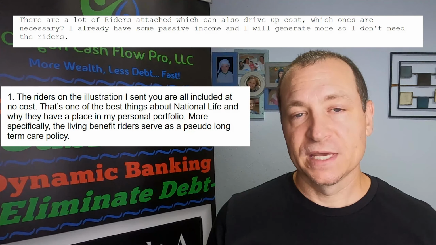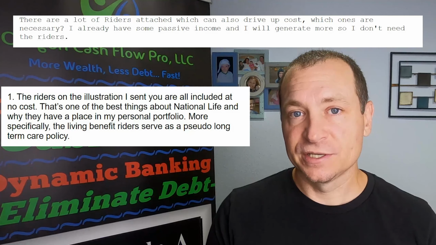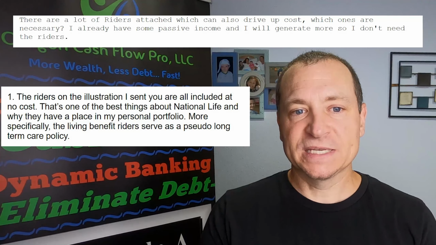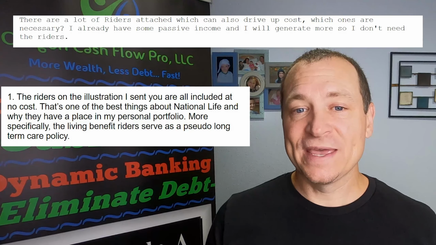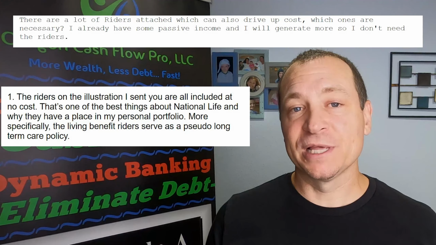So in my initial email back to this person, I like to address each question in order and I like to number them, so it's really easy to know which one is being answered at which time. To his first question, I said, "The riders on the illustration I sent you are all included at no cost." Now this is a National Life illustration that I sent him. I said, "That's one of the best things about National Life and why they have a place in my personal portfolio. More specifically, the living benefit riders serve as a pseudo long-term care policy."